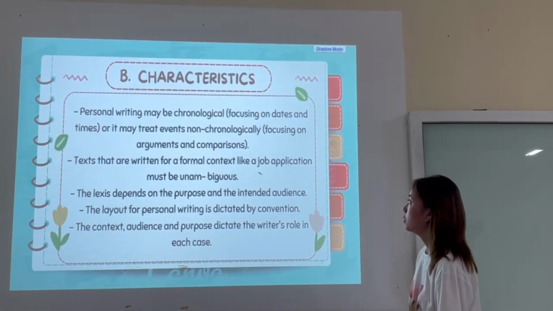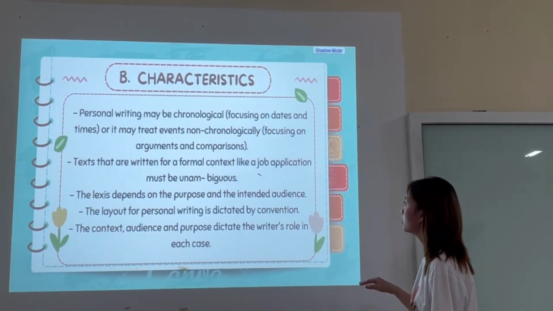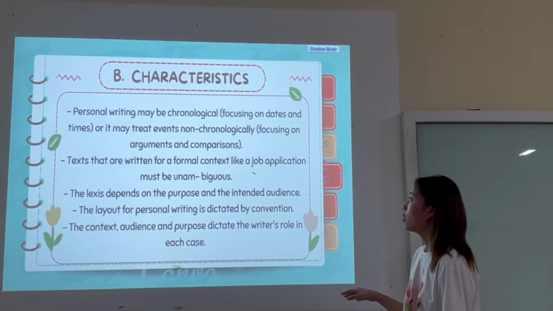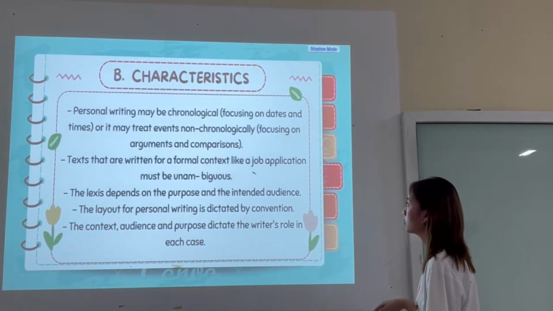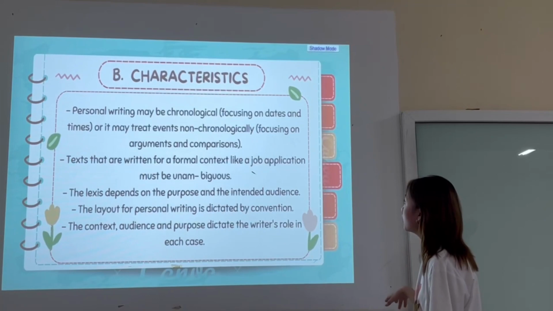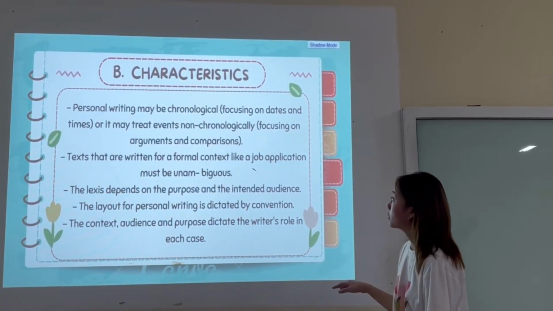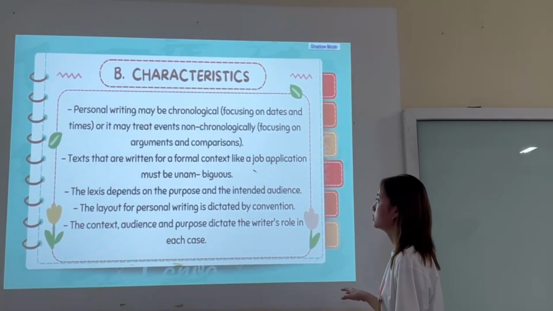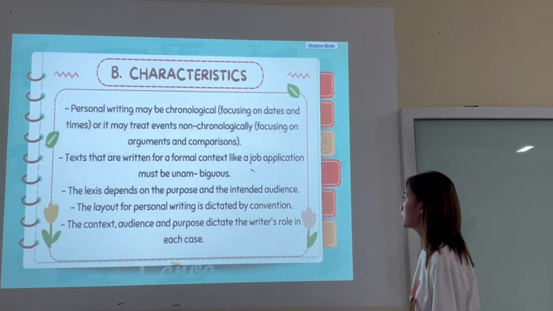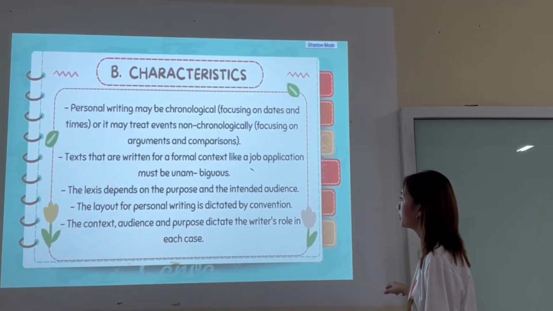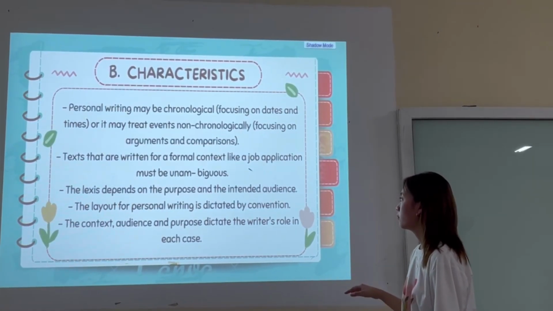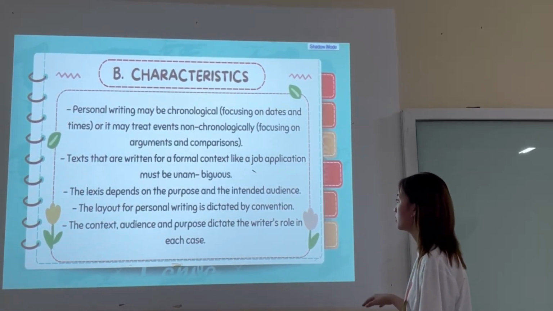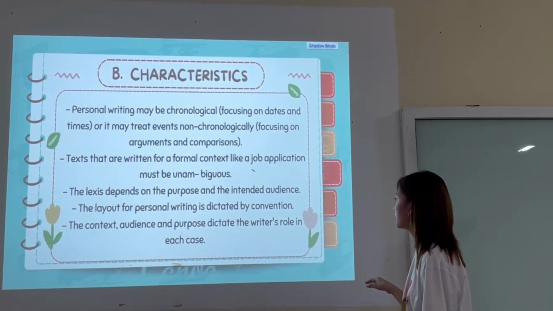Personal writing may be chronological, focusing on days and times, or it may be non-chronological, focusing on argument and comparison. Texts that are written for a formal context like a job application must be unambiguous. The language depends on the purpose and the intended audience.